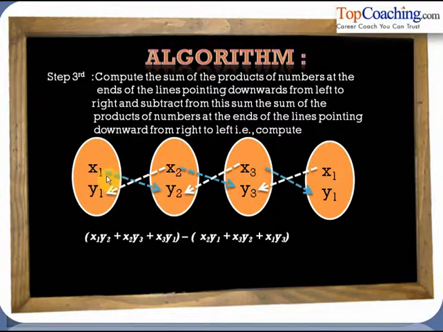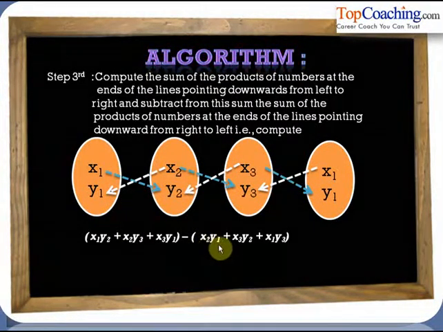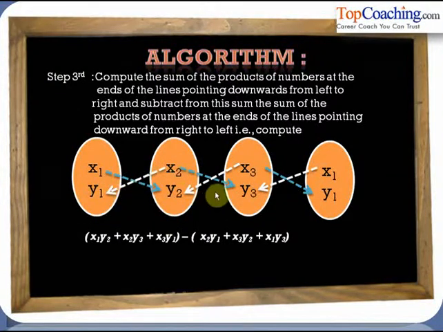Now x1 y2 is the product of these two numbers. Similarly, x2 y3 is the product of these two numbers, and x3 y1 is the product of these two numbers. So we multiply these numbers and add them together. Now what is x2 y1? x2 y1 is the product of these numbers, x3 y2 is the product of these numbers, and x1 y3 is the product of these numbers. Again we multiply them and add them together. Finally we subtract this expression from the other expression.